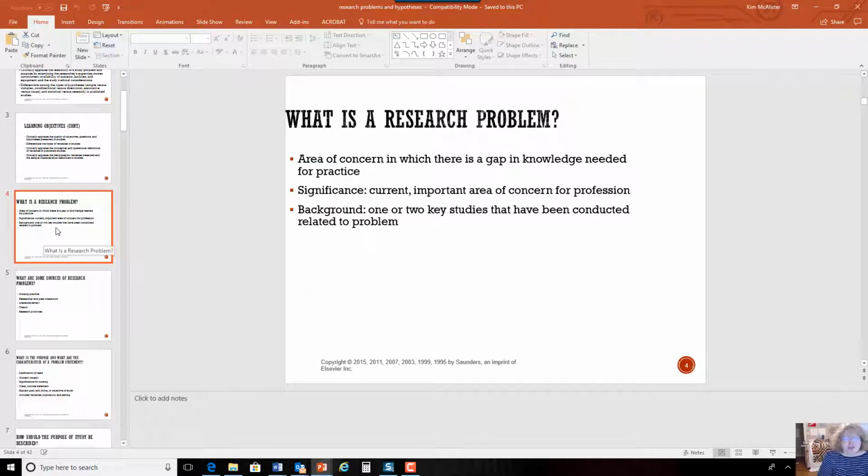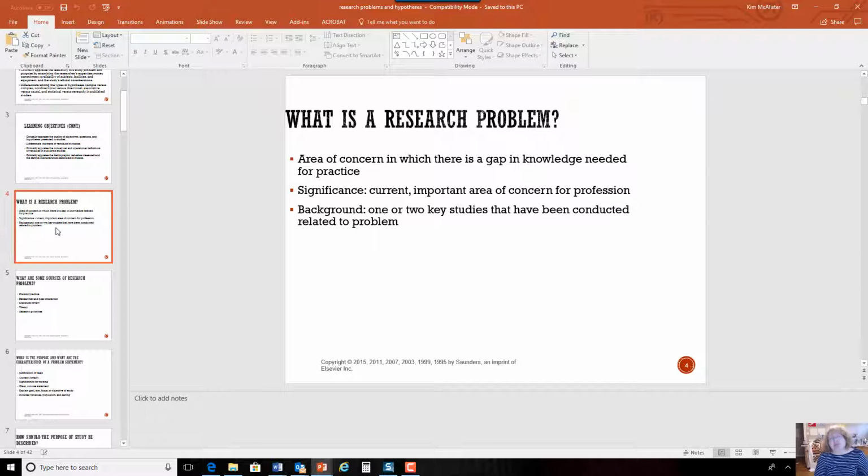So what is a research problem? A research problem is an area of concern where there's a gap in knowledge. There may be some type of significant area of concern for the profession. And it could be that there have been a few studies related to it, and you want to develop and delve into that problem and learn more about it.